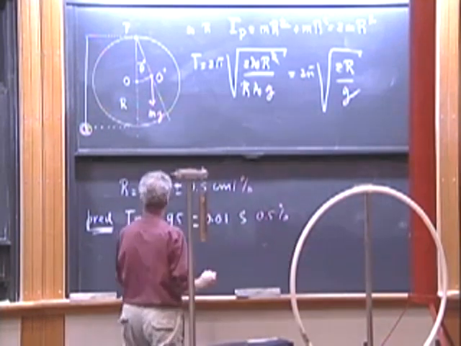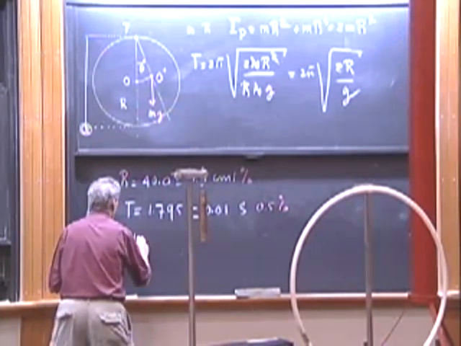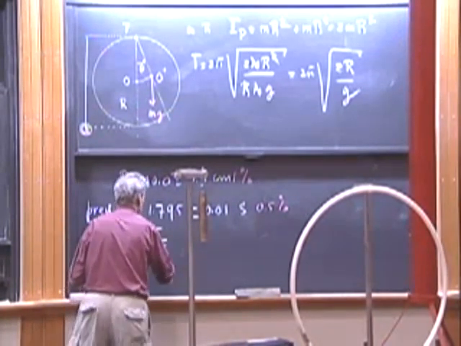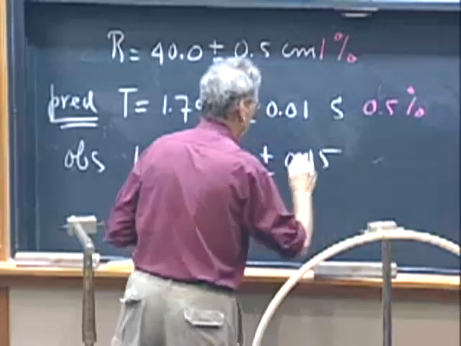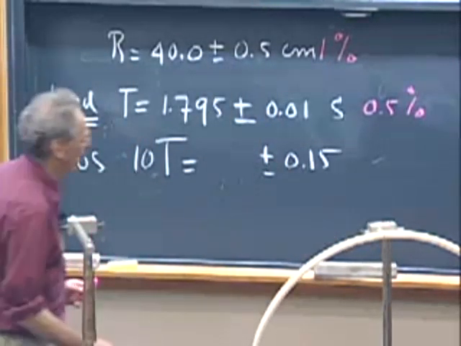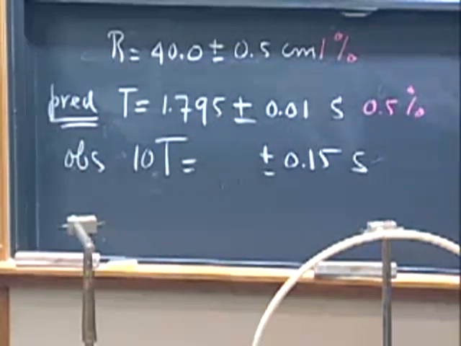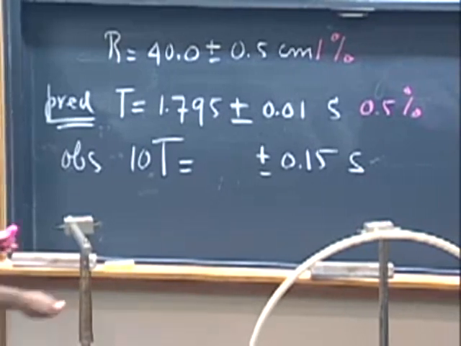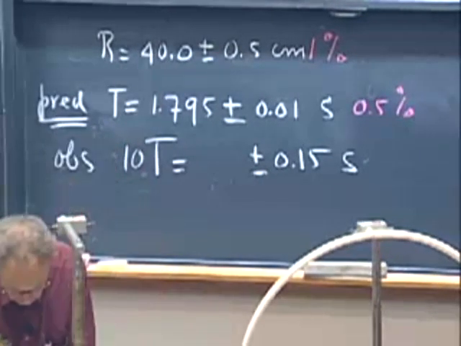And now we do the observation. And you guessed it, of course, we're going to do 10T. And if this is a good day, 0.1, but we'll give myself a little bit extra leeway today, 0.15. I'm fairly sure I should be able to do that. And so we bring this now to a test.